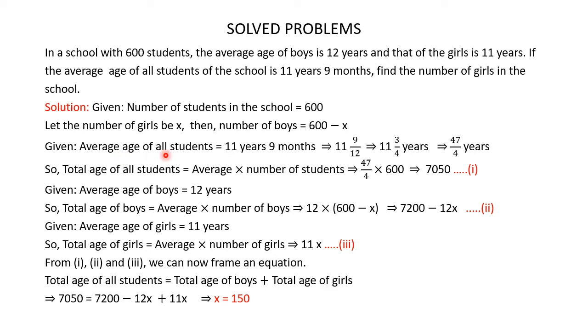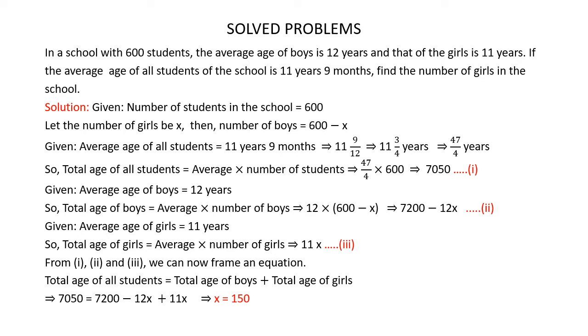Now it's given that the average age of all the students is 11 years 9 months. We know that 12 months is equal to 1 year, so 9 months is 9 by 12 years. So 11 years 9 months means 11 9 by 12, which is nothing but 11 3 by 4 years. On simplification, we get 47 by 4 years. So the average age of all the students is 47 by 4 years.